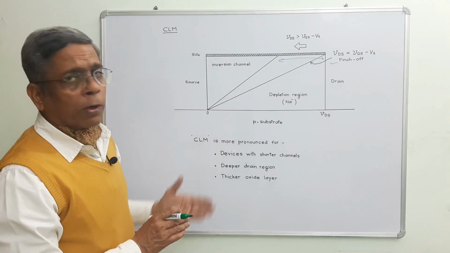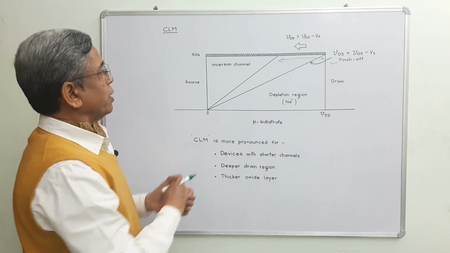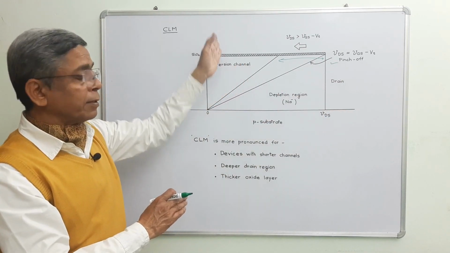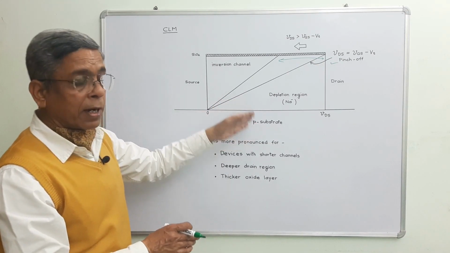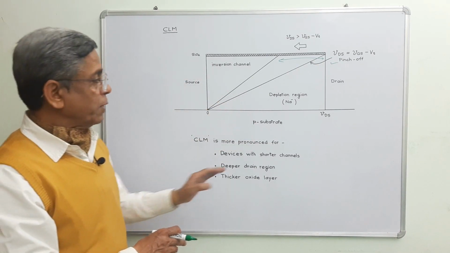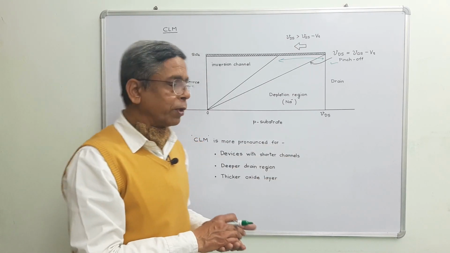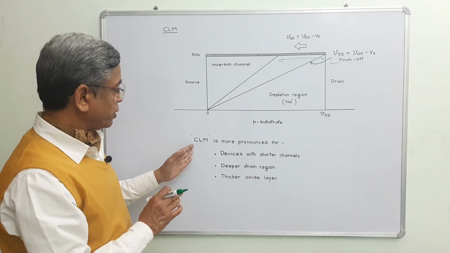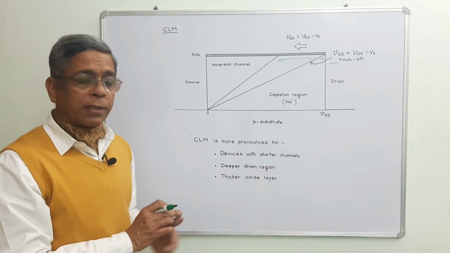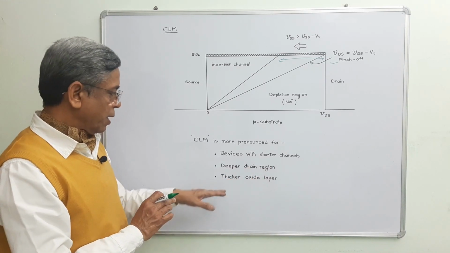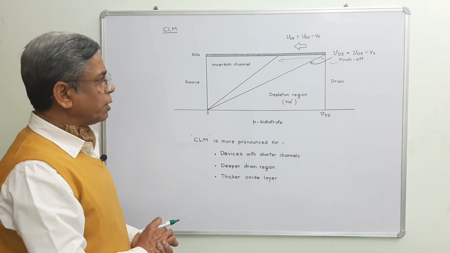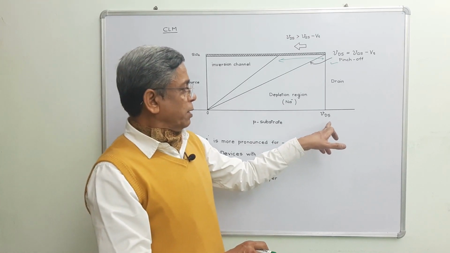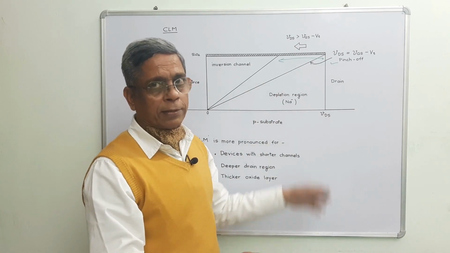And this is the overall picture of channel length modulation, where when VDS is increased beyond pinch-off in the saturation region, current increases. Or you can say in the saturation region under the effect of channel length modulation, the drain regains its control over drain current. This effect is more pronounced for devices with shorter channels, deeper drain regions and thicker oxide layers. So overall, this is a picture of the mechanism of channel length modulation under the effect of higher potential difference between drain and source in the saturation region.